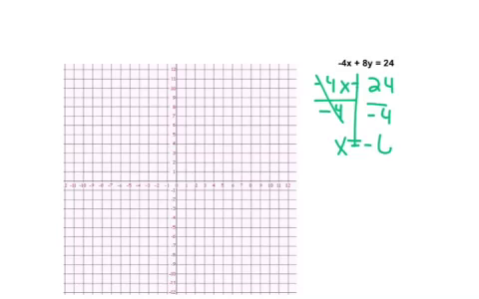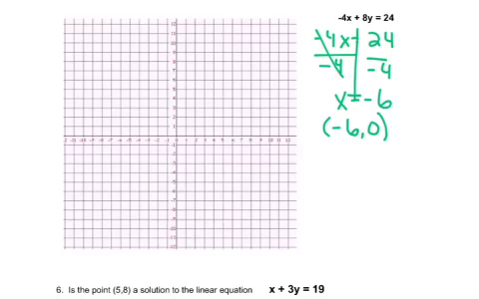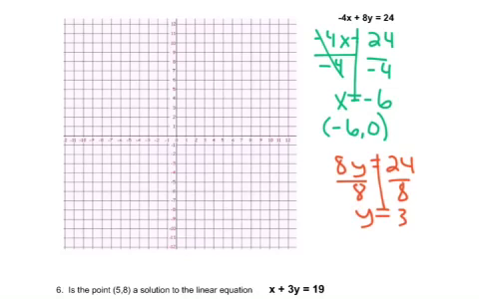If we keep on going, my x-intercept, -4x equals 24. You can divide both sides by -4. And in this case, x equals -6. So my x-intercept would be -6, 0. My y-intercept, 8y equals 24. Divide both sides by 8. So here we have y is equal to 3, and my ordered pair would be 0, 3.